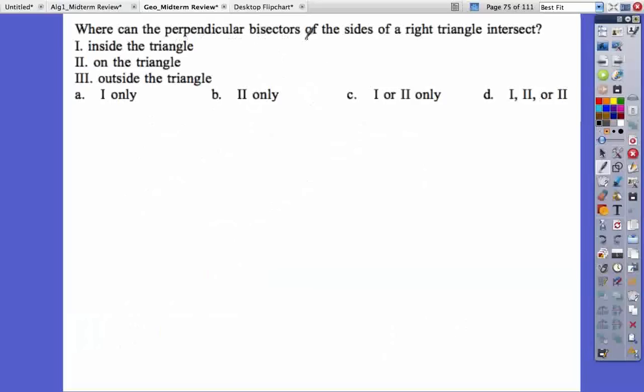Where can the perpendicular bisectors, those are not always inside, those are in, on, or out of a right triangle? That means that they are on. 2 only. B is my correct answer.